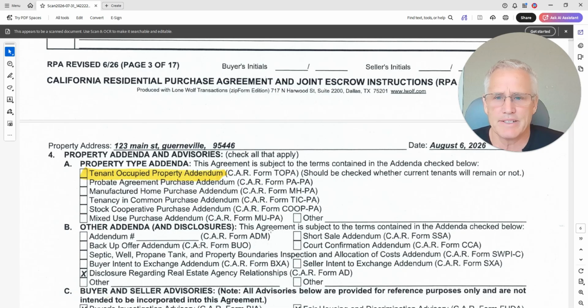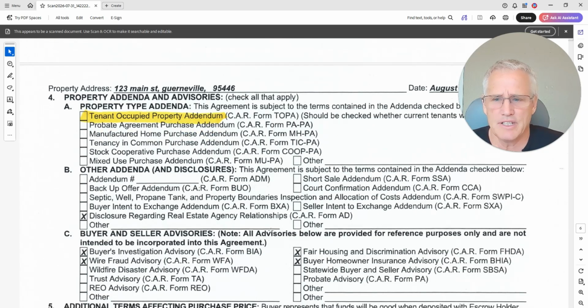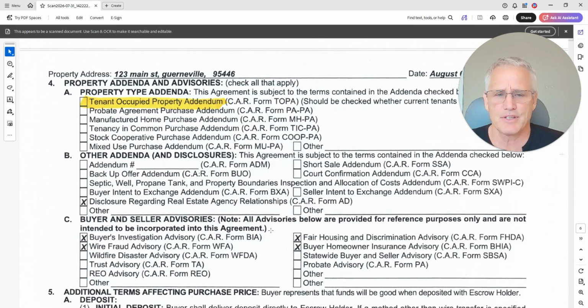Next is property addendum and advisories. Generally, we just leave the standard check boxes that are checked: disclosure regarding real estate agency relationships, buyer investigation advisory, wire fraud advisory, fair housing and discrimination advisory, and buyer homeowner insurance advisory. Those are the standards that we leave checked.